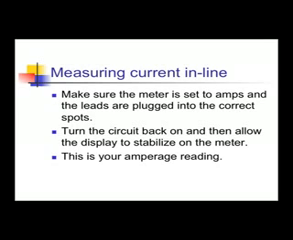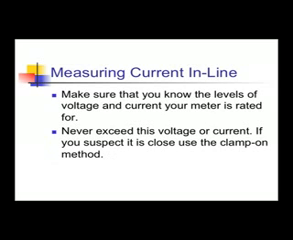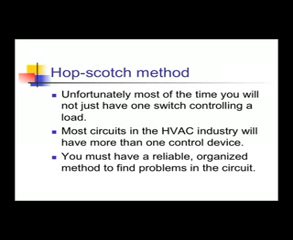Make sure the power to the circuit is turned off. Check with your voltmeter to verify this is the case. Disconnect the wire directly before the component you're concerned about and put your meter in series, or in line, with the component to complete the circuit. Make sure the meter is set to amps and the leads are plugged into the correct spots. Turn the circuit back on and allow your display to stabilize on the meter. This is your amperage reading. Make sure you know what levels of voltage and current the meter is rated for. Never exceed this voltage or current. If you suspect that this is close, use the clamp-on method.